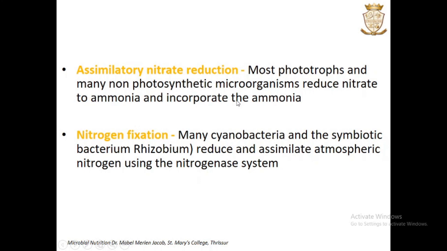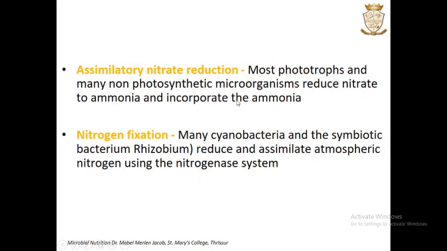Assimilatory nitrate reduction is seen with most phototrophs and many non-photosynthetic microorganisms, whereby they reduce nitrate to ammonia and incorporate the ammonia. Assimilatory means they assimilate the compound produced by this process. So nitrate is reduced to ammonia, and ammonia is assimilated in assimilatory nitrate reduction. This is seen in most phototrophs and many non-photosynthetic microorganisms.